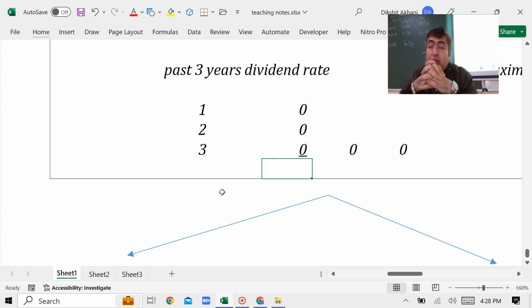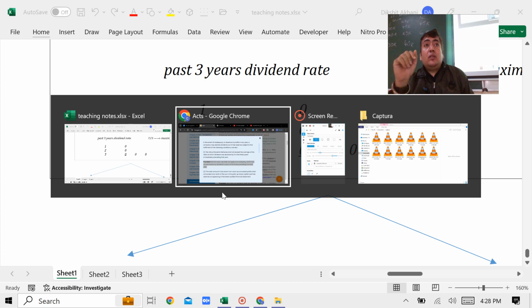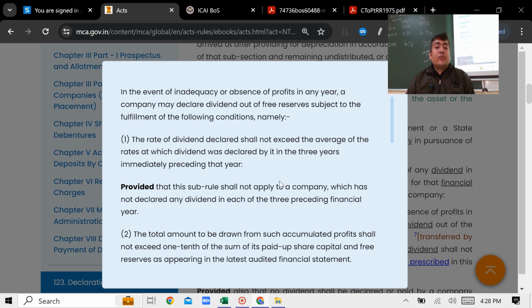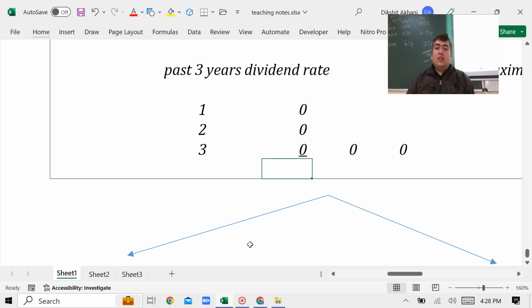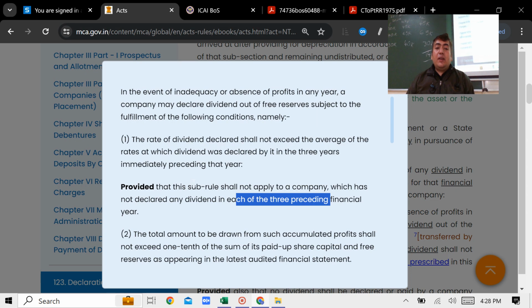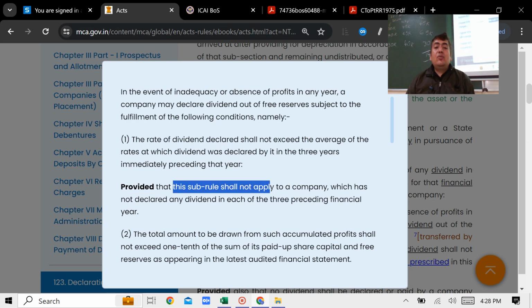Now this proviso is indicating this situation. Do you get the point? That in each of the 3 financial years, no dividend was declared, but still you had reserve in your hand. So what will you do? Each year you had 0. Then guys, this word is very important. It is written that this sub rule shall not apply. What does it mean? It simply means that don't consider this condition in calculation.